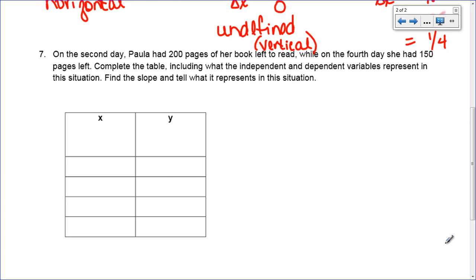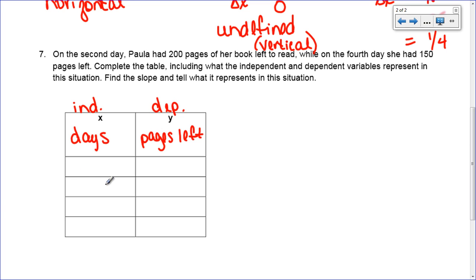Well, let's just talk about what we know. We have the number of pages she has left to read and the number of days she's been reading. Okay, so does the pages depend on the days she's been reading, or did the days she's been reading depend on how many pages were left? I think that your independent, your x, is going to be the number of days she's been reading. Your dependent is going to be pages left. Because the longer she reads, the fewer pages she's going to have left to read. So how many pages are left depends on how long she's been reading.